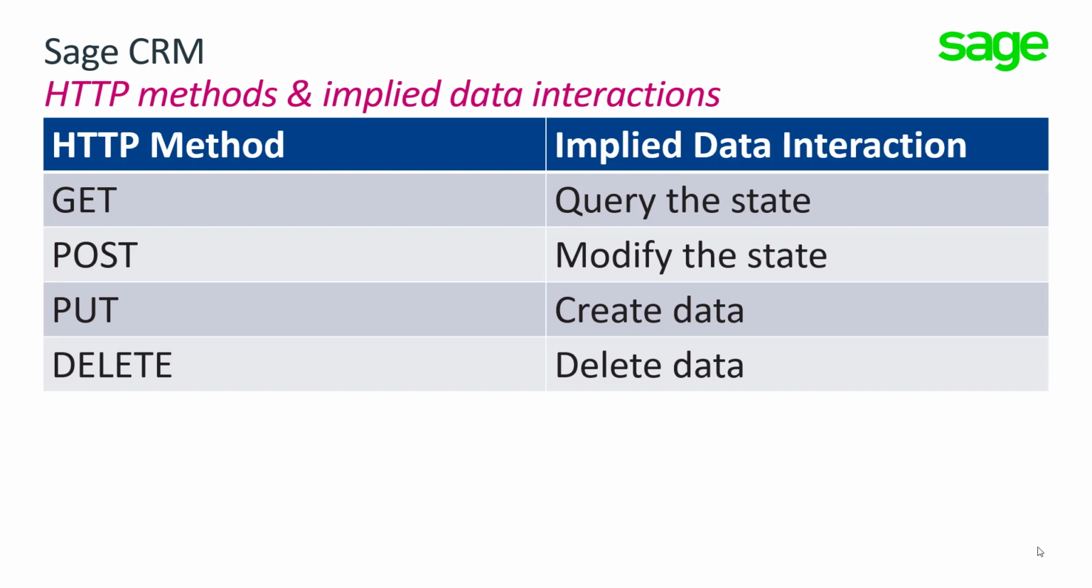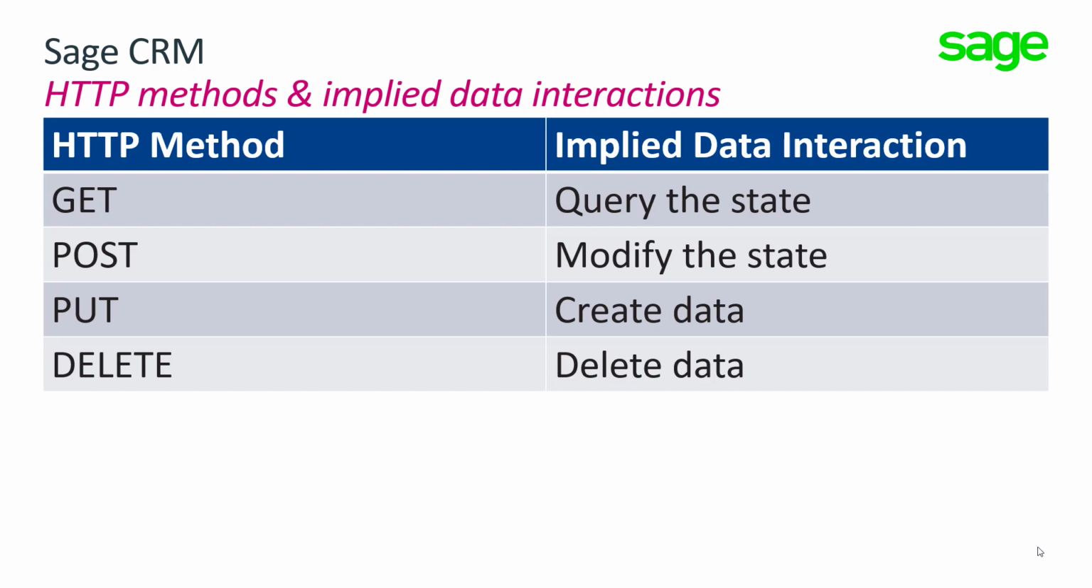Now that was an HTTP verb, and there are actually other verbs like patch and options, but I'm going to concentrate just on 4 verbs to make my point. These are get, post, put, and delete. The Sage CRM REST API follows the architectural principles inherent within representational state transfer. That's what REST stands for, representational state transfer.